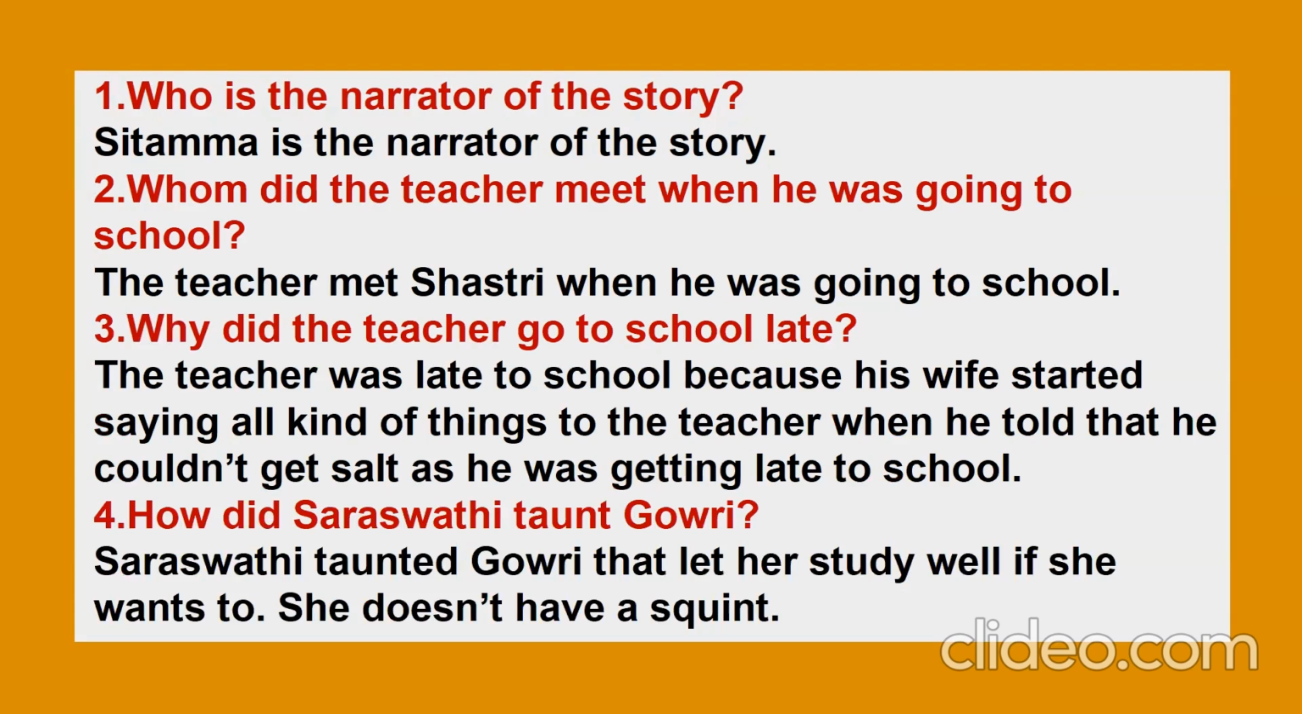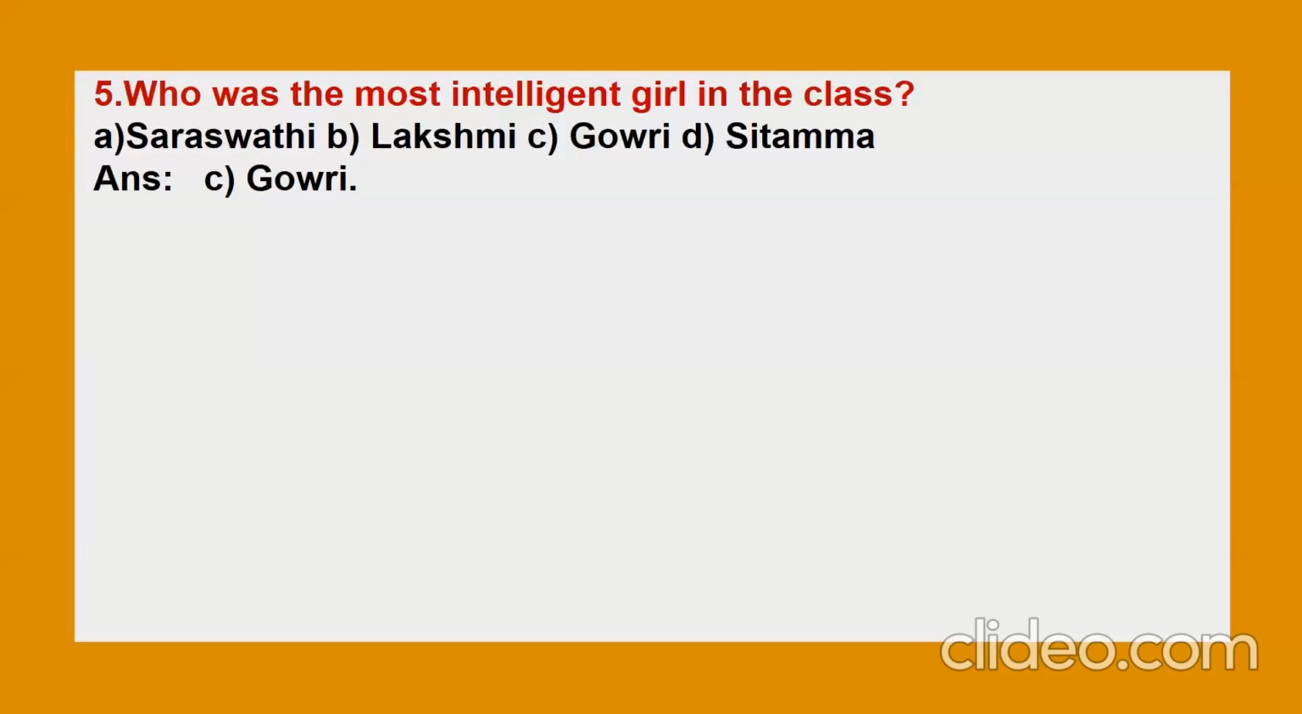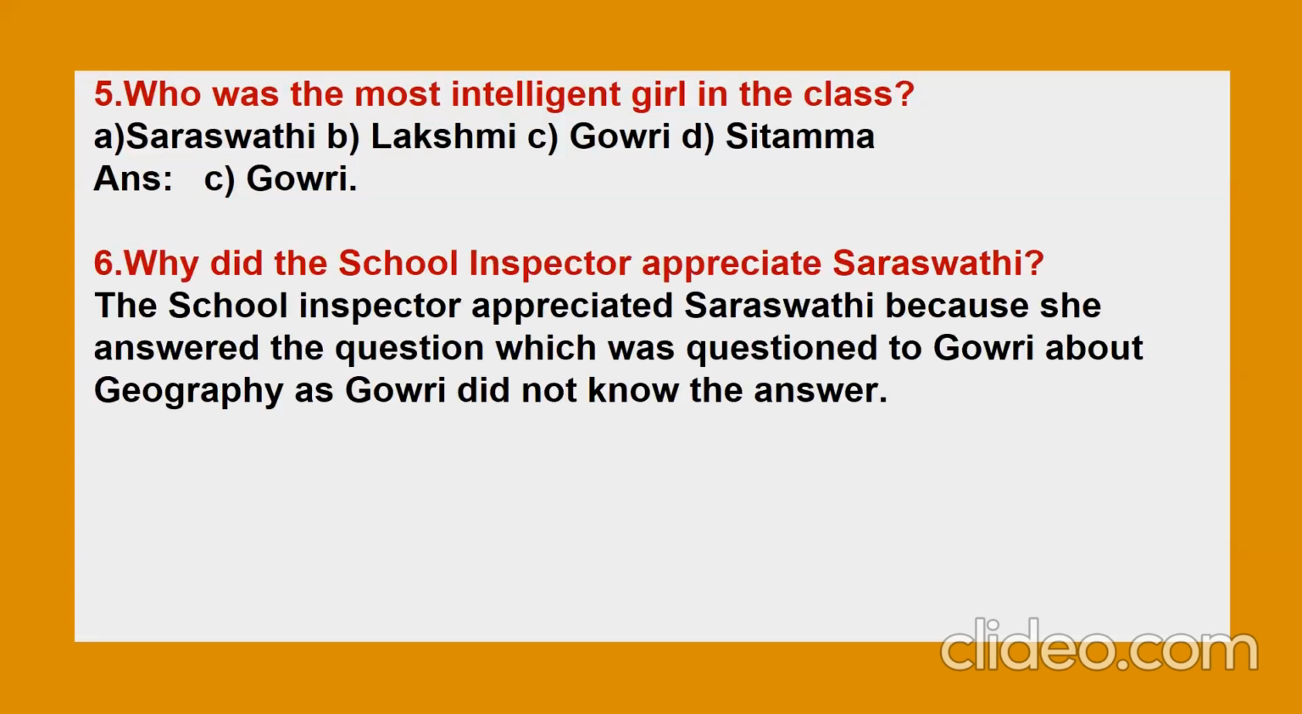How did Saraswati taunt Gauri? Saraswati taunted Gauri that let her study well if she wants to, she doesn't have a squint. Who was the most intelligent girl in the class? That was Gauri. Why did the school inspector appreciate Saraswati? The school inspector appreciated Saraswati because she answered the question about geography which was asked to Gauri, as Gauri did not know the answer.